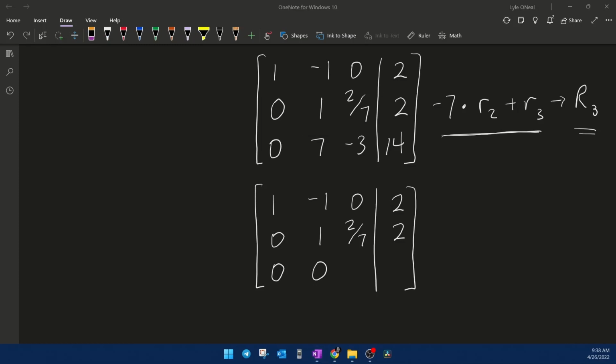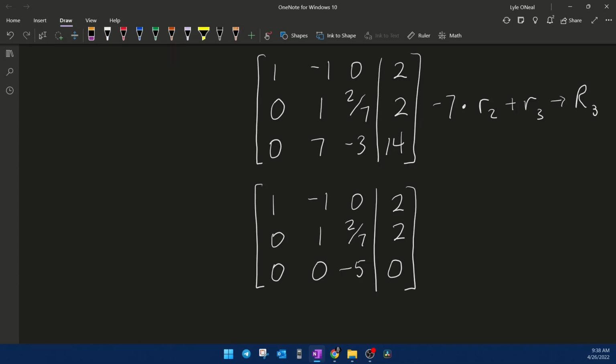Next, negative 7 times 2/7. I'm going to bring that over to the side. Negative 7 times 2/7. Hey, those 7s are going to cancel, leaving me negative 2, which I then have to add to negative 3, giving me negative 5. That wasn't too bad. And then last but not least, we need to do negative 7 times 2, which is negative 14, added to 14. Uh-oh, that gives me a 0 there. And that completes the row operation.